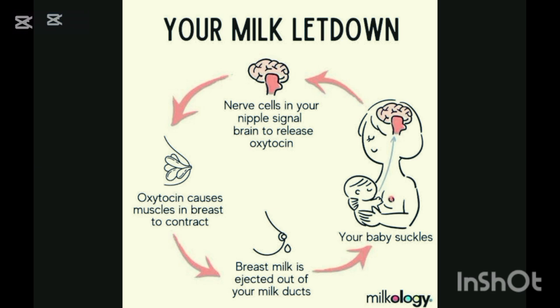As they contract, the breast milk is ejected out of the milk ducts, and then your baby suckles this milk. This is known as the positive reflex, which is also known as your milk let down.